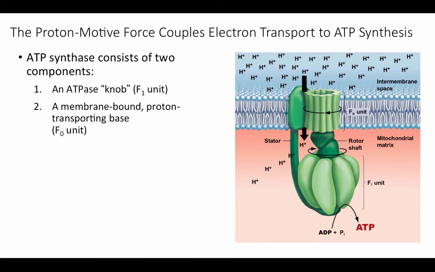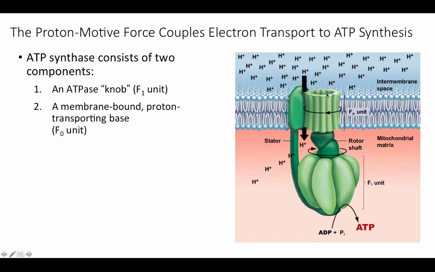Let's take a closer look at this ATP synthase molecule. It's very cool and very complex. So the ATP synthase consists of two components. There's an ATPase knob. This is where the actual reaction is going to happen down here in the F1 unit. Then there's a membrane-bound proton transporting base.